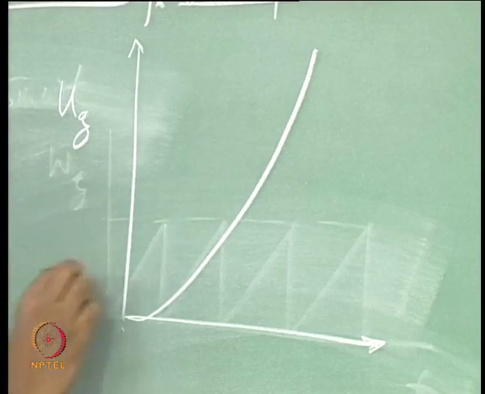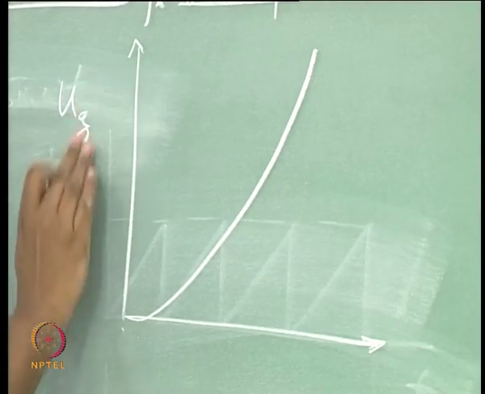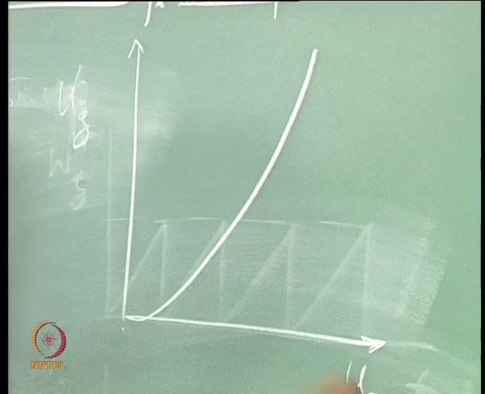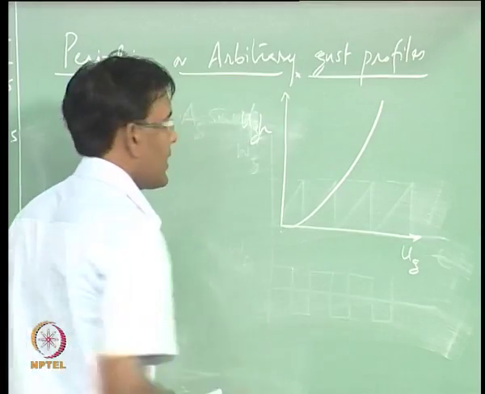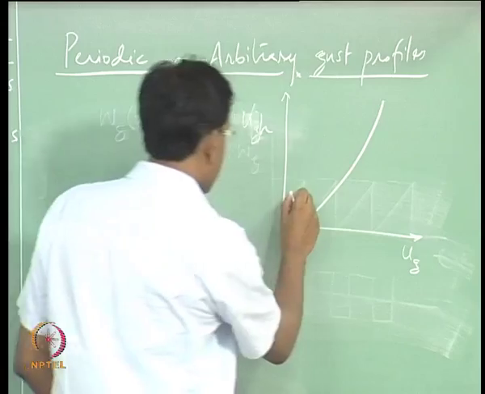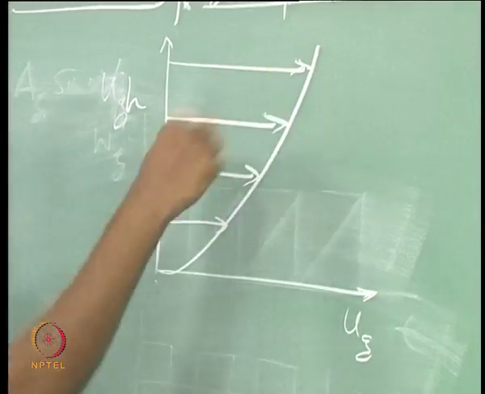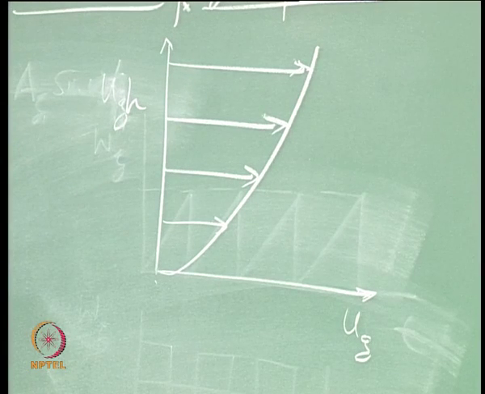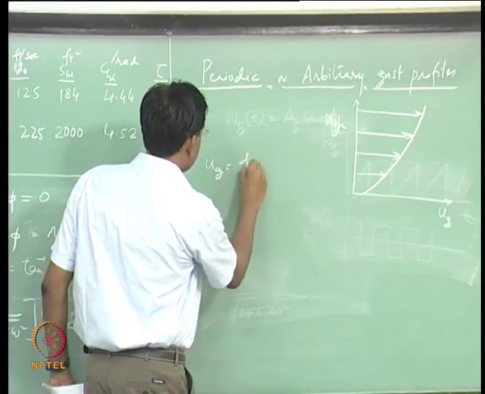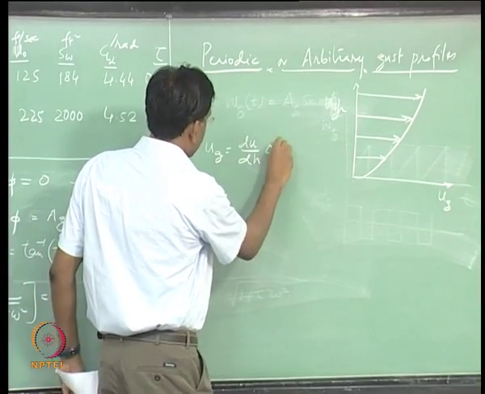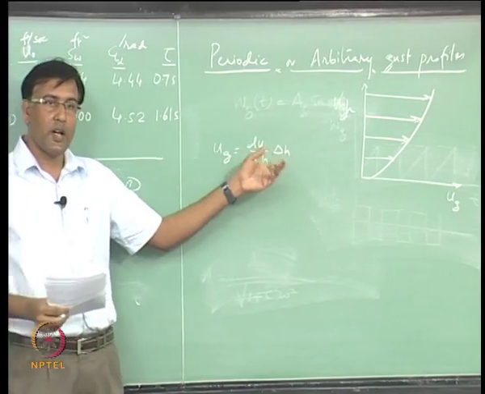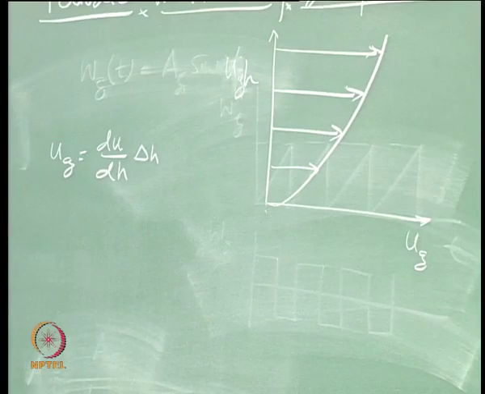So if you want to look at one such profile, let us say we are looking at U g with respect to, let us say, height, right. So this is how the horizontal wind is changing with height. Now how will you deal with such cases? So U g is somewhat like this function where h is being measured from the ground.